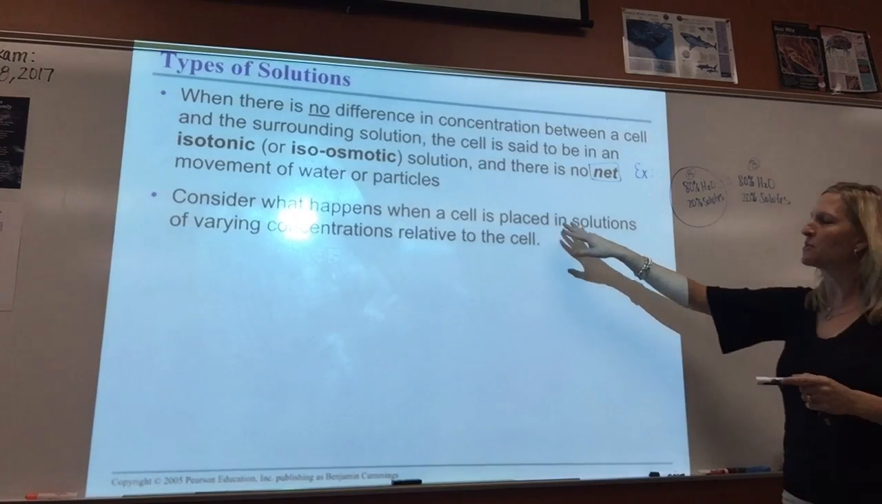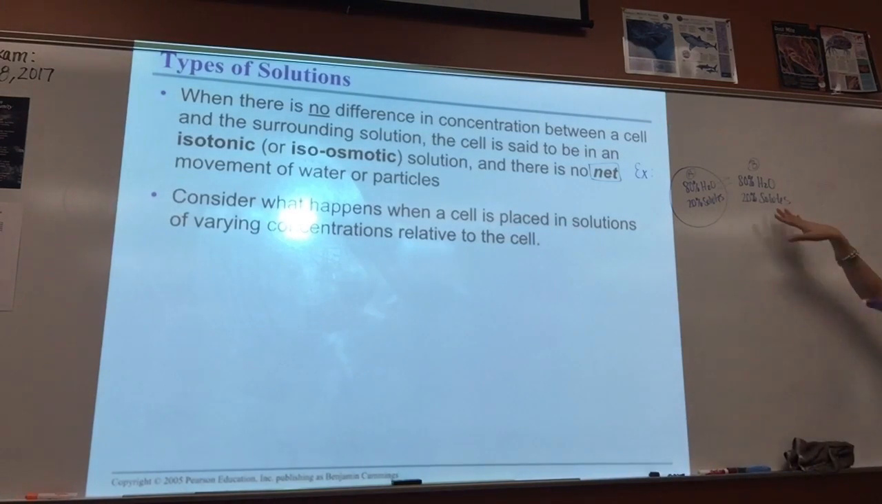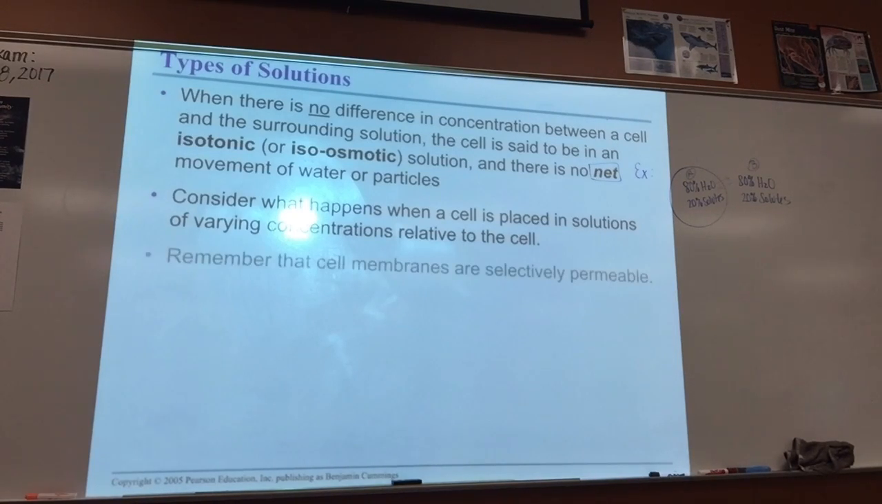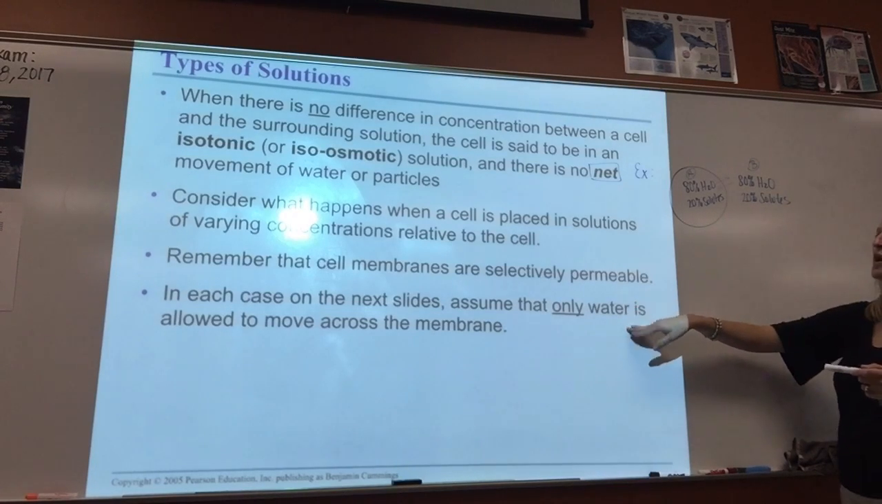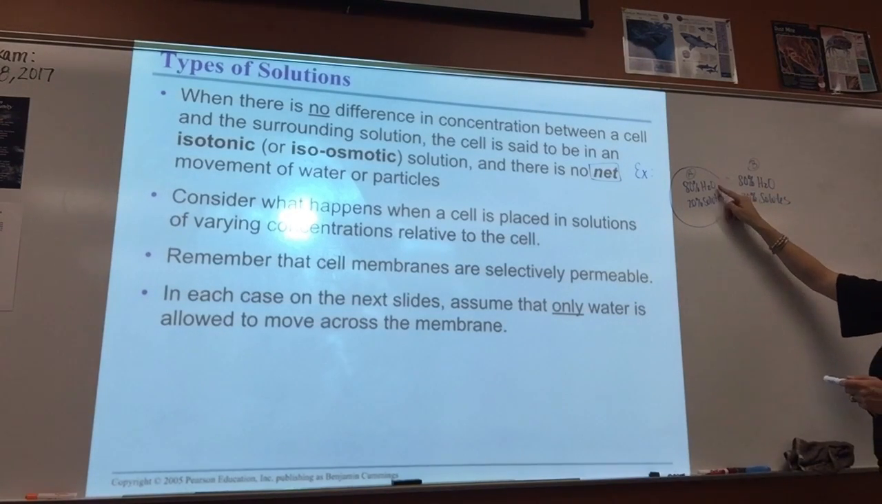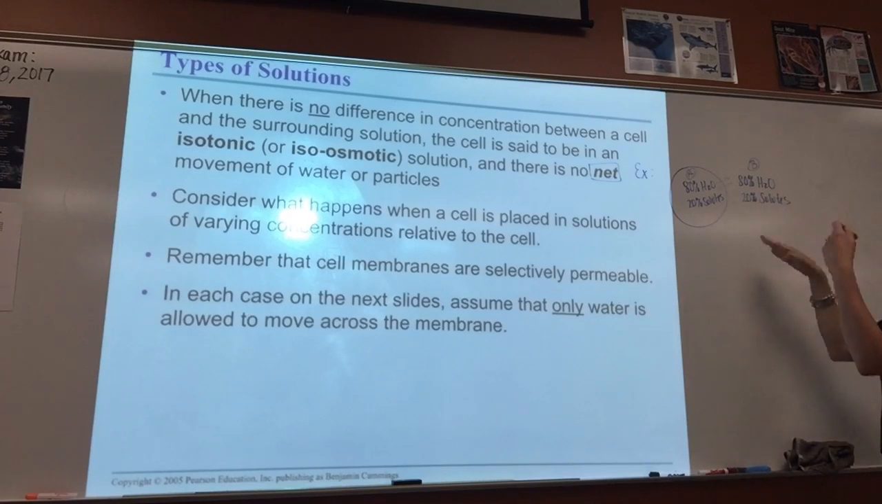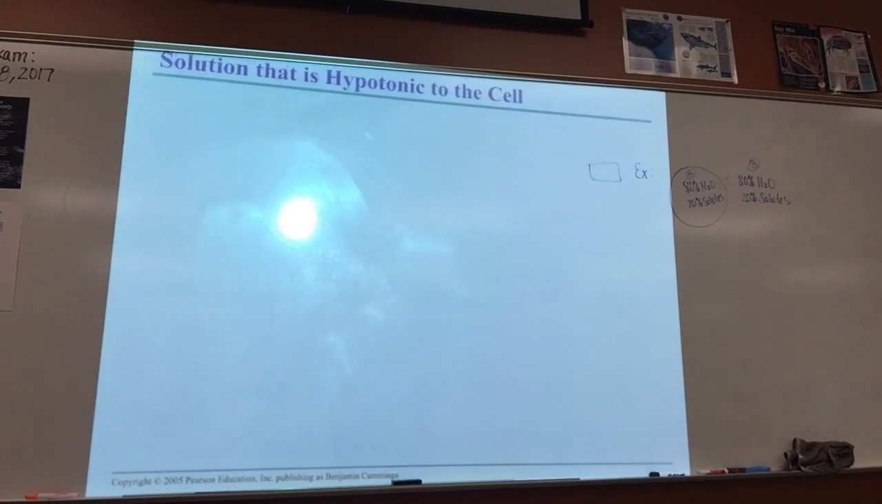But let's look at what happens when cells are placed in solutions that are different than the cytoplasm inside the cell. And remember, some membranes are selectively permeable, so we're going to talk about water going in and out here. On the next two slides, for simplicity's sake, just like I did here, we're going to assume that only water is allowed to cross the membrane. So like this one, I focus just on the movement of water. It gets a little bit more complex as we look at solutes as well. We'll eventually do that, but yes.